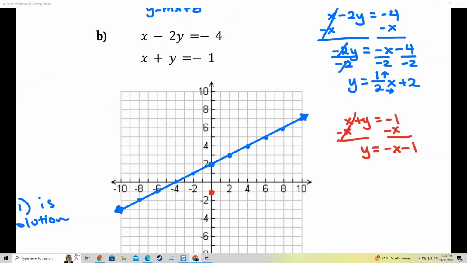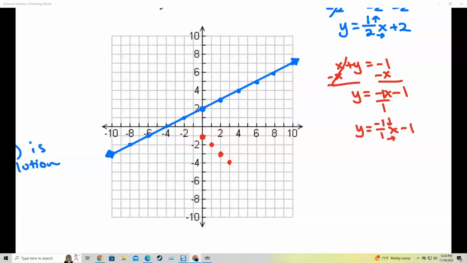That slope right here, it's not a fraction, so let's put it over 1. And remember that that actually means negative 1x over 1, right? So we're going to go ahead and change that to y equals negative 1 over 1x minus 1. That's telling me to go down 1 and then right 1. So from here, I'm going to go down 1, right 1, put a dot, down 1, right 1, put a dot, down 1, right 1, put a dot.